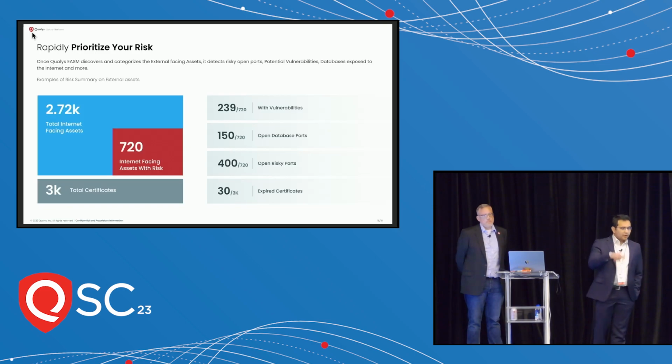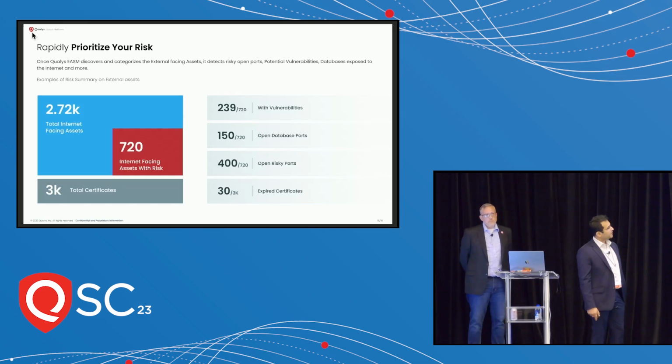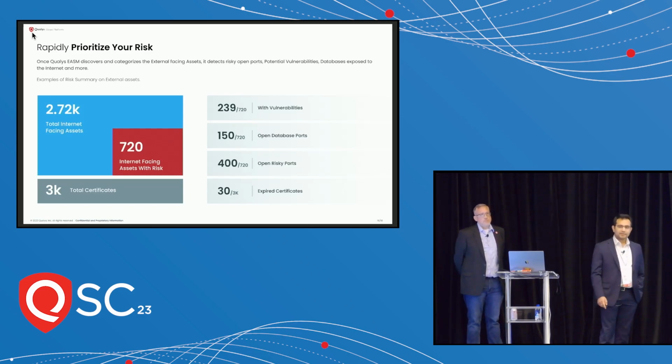Now, summarizing all of that into one view to prioritize. This is a very interesting view where we see how many assets in total we have on the internet, how many of them are at risk, and breaking that risk down by vulnerabilities, database ports, risky open ports, and expired certificates, right? So that covers the EASM summary report.